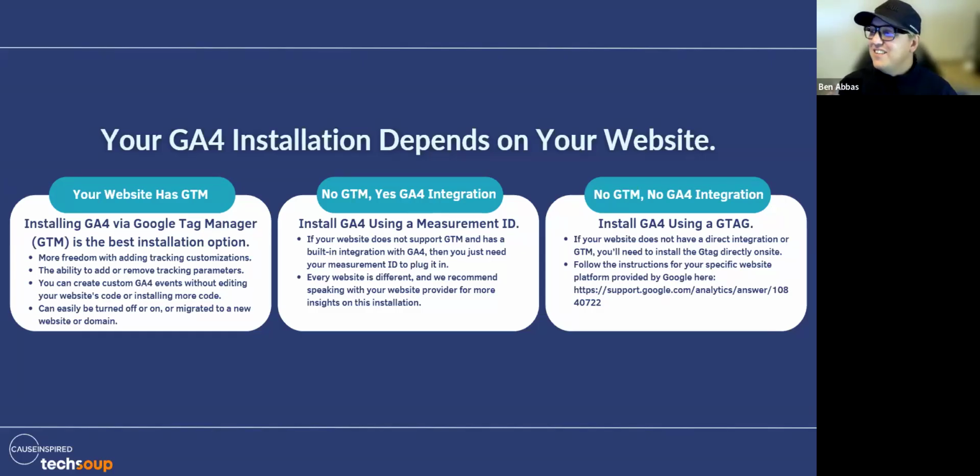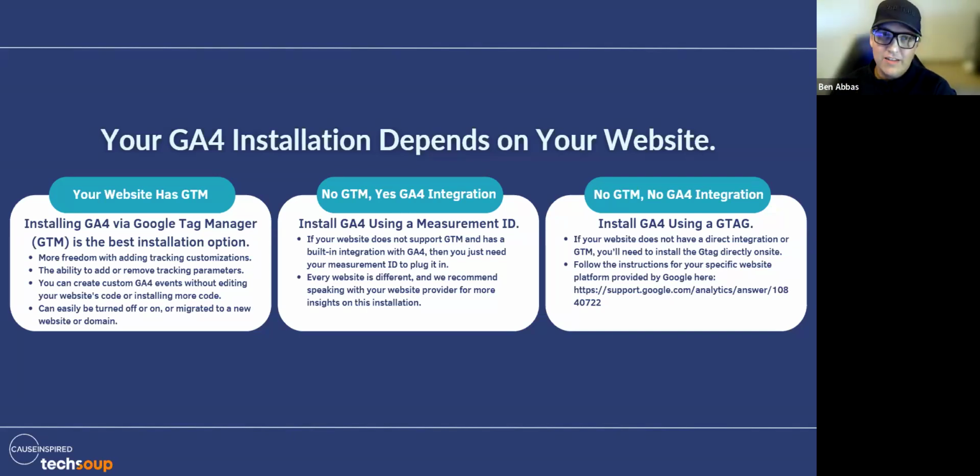But let's say you can't have GTM and you can't have GA4. It's kind of the worst case scenario here. Essentially, you have to install the G tag directly on site. You know how I said I don't like to code on site? This is going to be one of those places where you're going to have to install the code directly into the meat of your website.